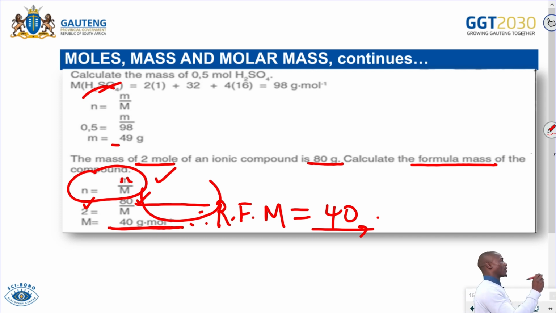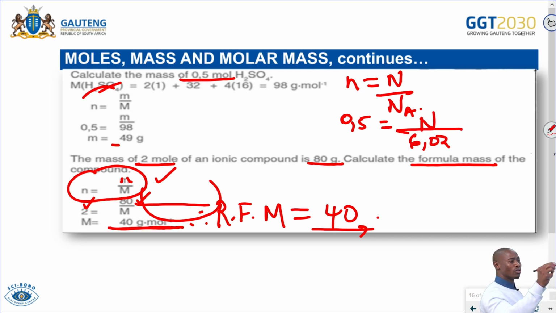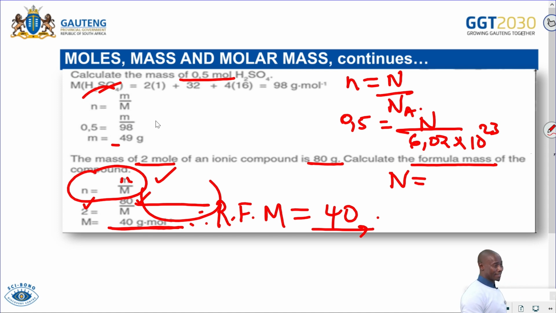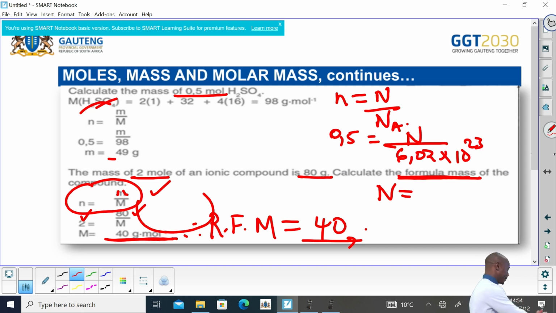Already we have calculated, we are given the number of moles. So n equals number of particles divided by Avogadro's constant. The number of moles is 0.5, so 0.5 equals N over Na, 6.02 times 10 to the power 23. Then the number of particles here will be half of 6.02 times 10 to the power 23. So let's try and calculate that and see.